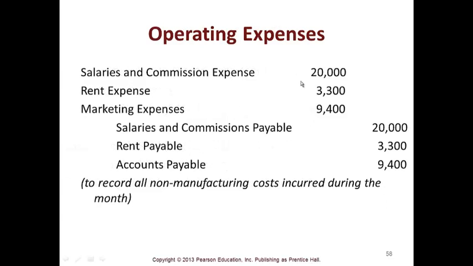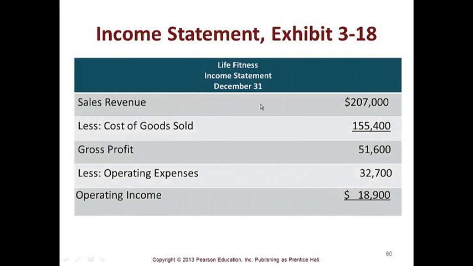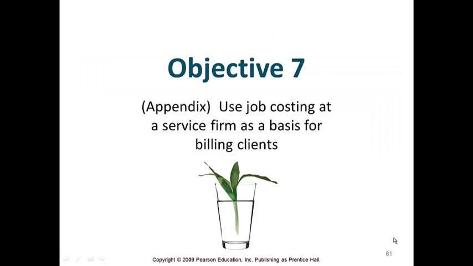The operating expenses come in based on all the different things that happen throughout the month: your marketing, your rent, your salaries. These are all non-manufacturing costs, typical financial accounting. Then you close your manufacturing overhead. So whatever's left goes into the cost of goods sold. Now you have a little income statement for Life Fitness. There's your sales revenue less your cost of goods sold is your gross profit, less your operating expense is your operating income. This is Exhibit 3-18 in your book.